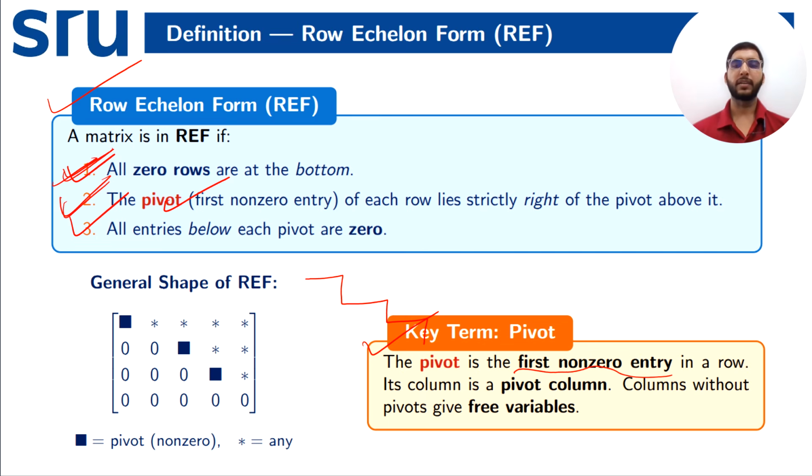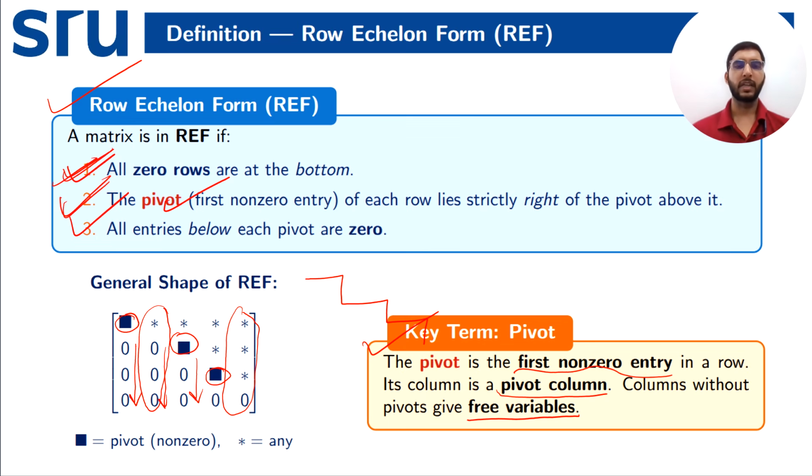The column containing that pivot entry is called the pivot column, and columns without pivots give the free variables. So this is the structure which gives the general shape of REF. These entries in solid boxes are the pivot entries. Below them all the elements are 0, and these are the free variables without pivots.